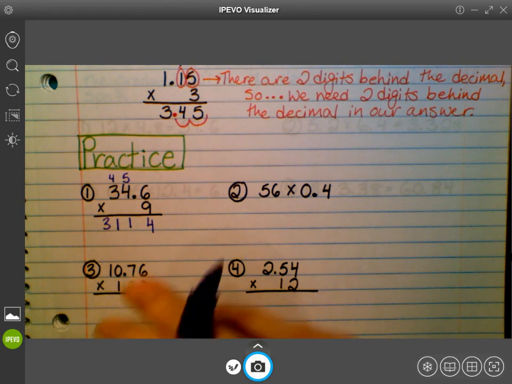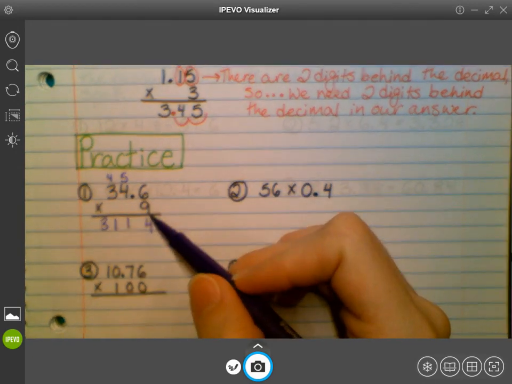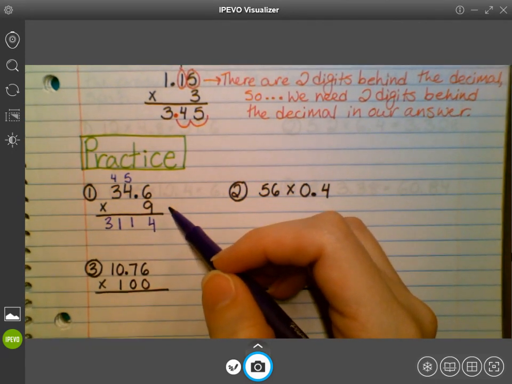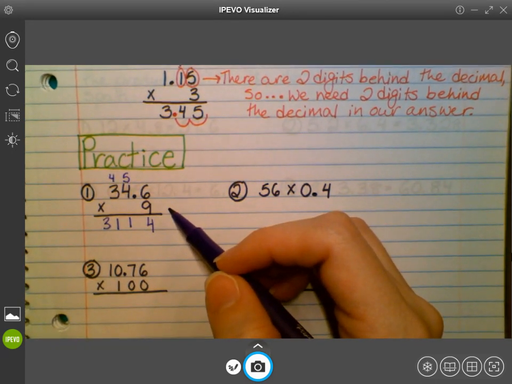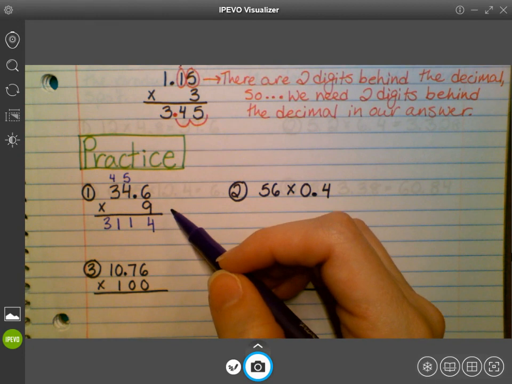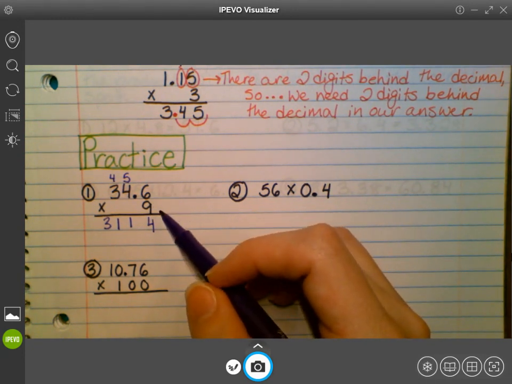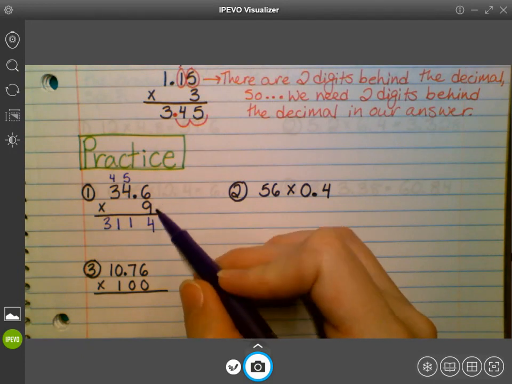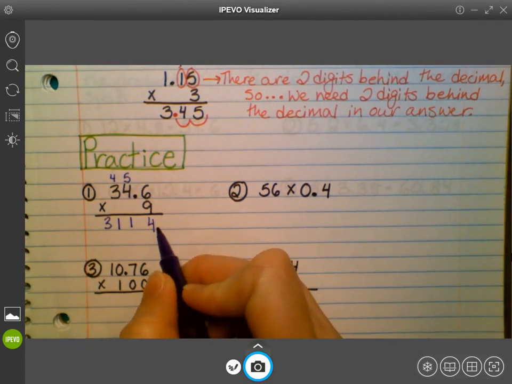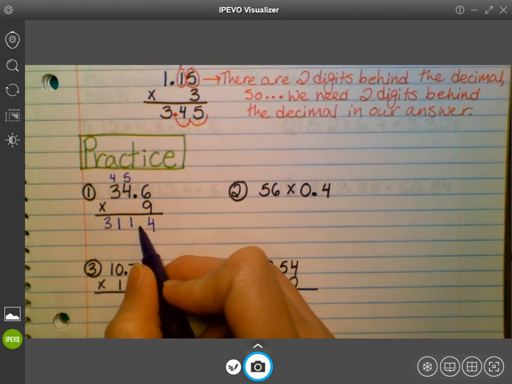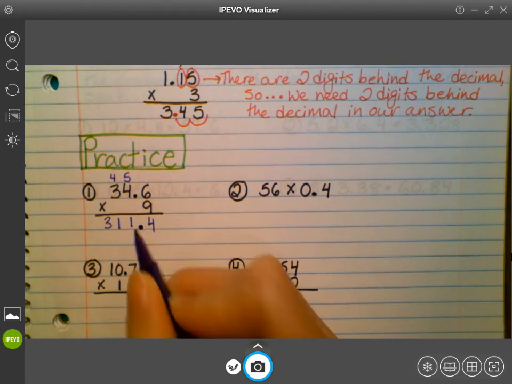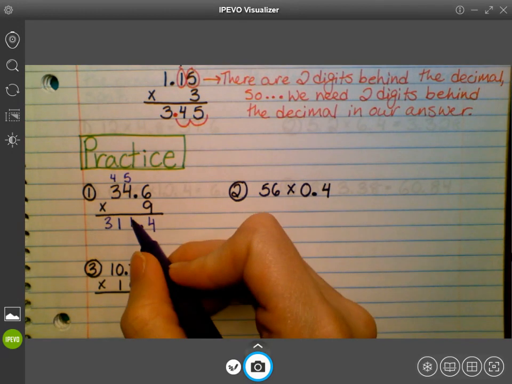So I'm going to look back up at the two numbers I multiplied and see, okay, how many digits are to the right of a decimal? Show me in your hands, you guys. How many digits are to the right of the decimal in the two numbers we multiplied? There's just 1, right? There's 6. So then I'm going to make sure I have 1 digit to the right of my decimal, and I'm going to put that decimal between the 1 and the 4.